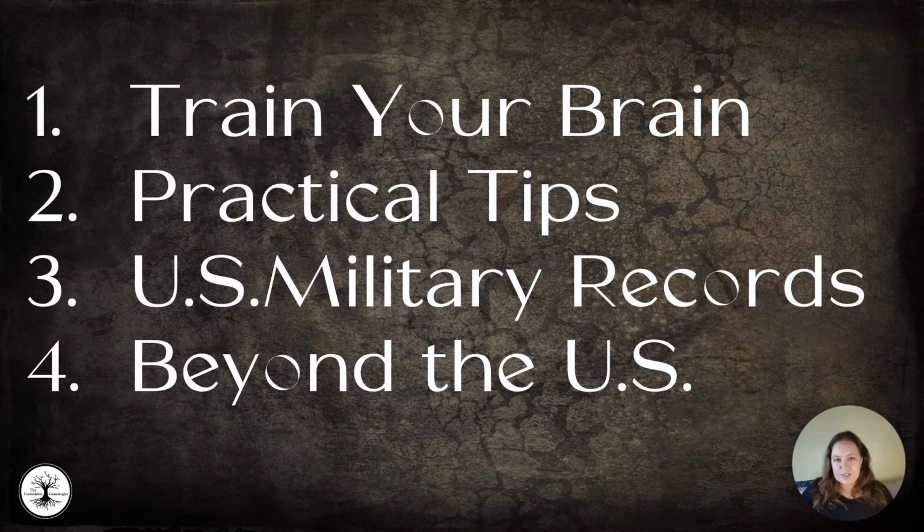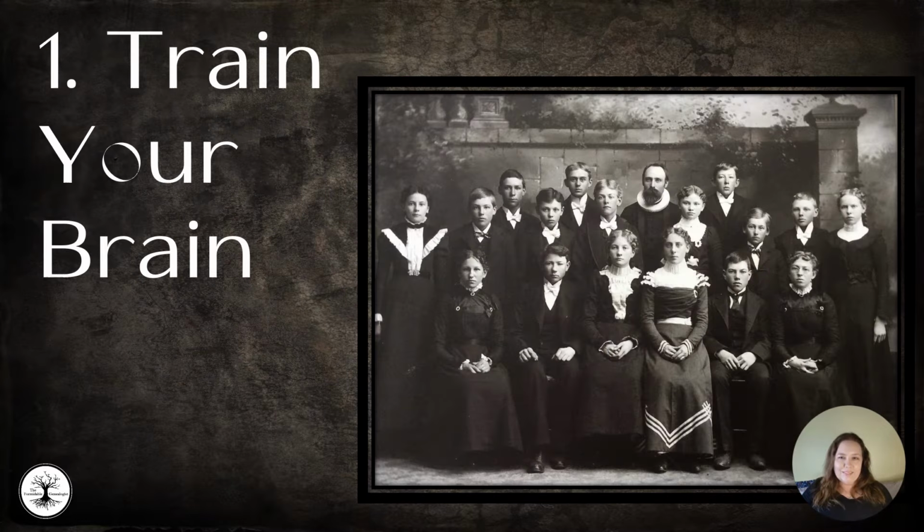We have 4 different sections for this class. The first one is how to train your brain to see the details and see what is actually relevant to your research. Then we're going to go through some practical tips for better researching on different sites and being more efficient and more intentional in your research. Then we're going to go through how to find different types of U.S. military records. And lastly, we will focus on finding records beyond the U.S.